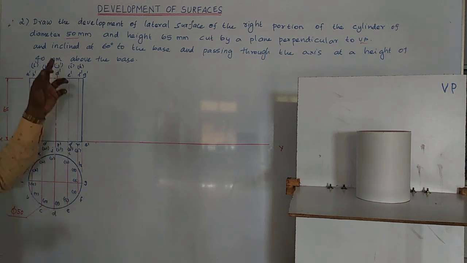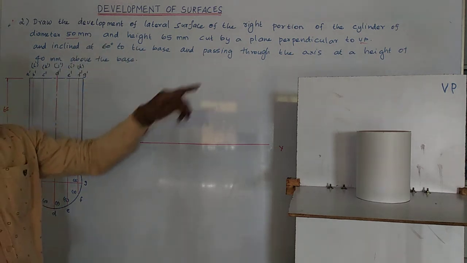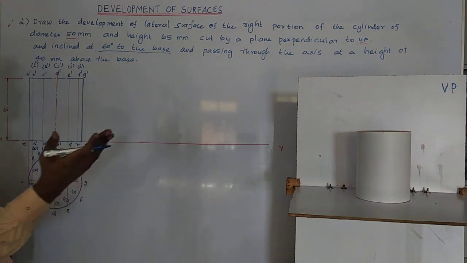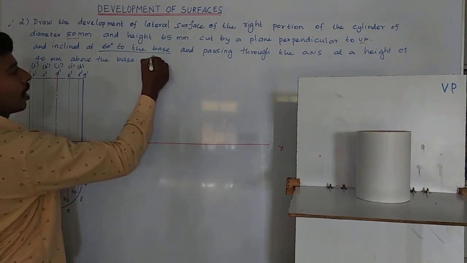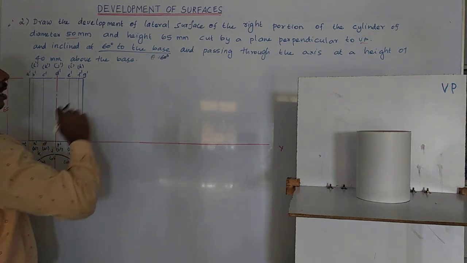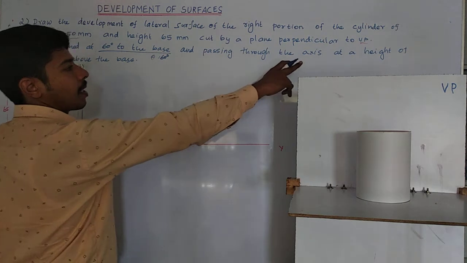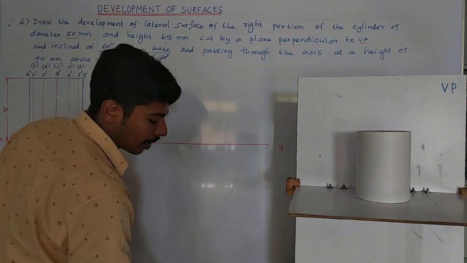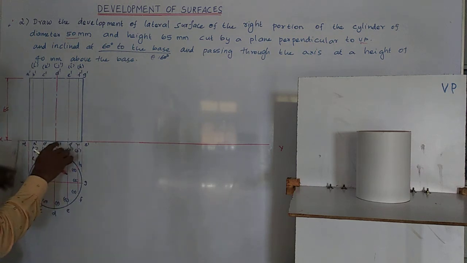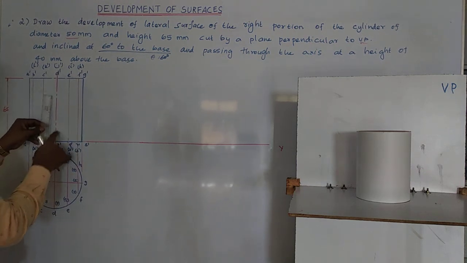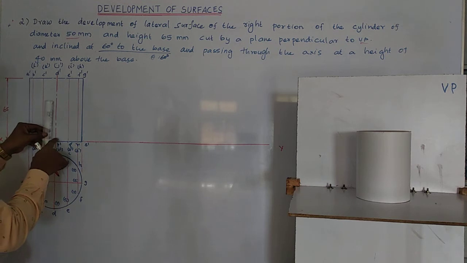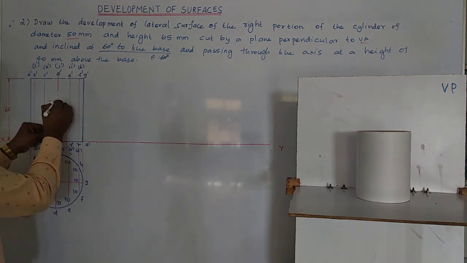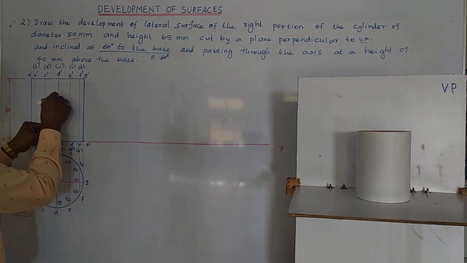Then go for sectioning. So here a section plane perpendicular to VP and inclined at 60 degree to the base. Base is in HP, inclined to HP, therefore theta is given as 60 degree. Passing through the axis at a height of 40 millimeter above the base. So here is the base, this is the axis. It is going to meet the axis 40 millimeter above the base. This is 65, so I take 40 millimeter over here.